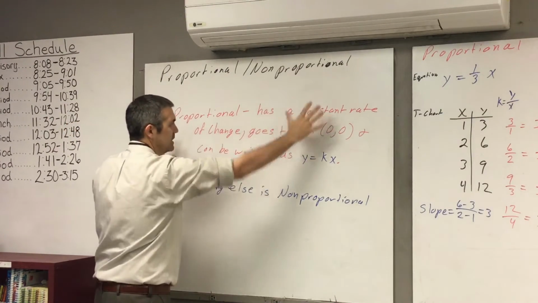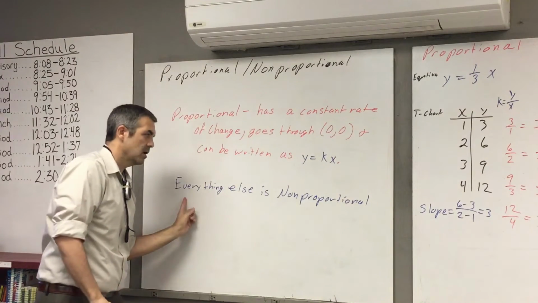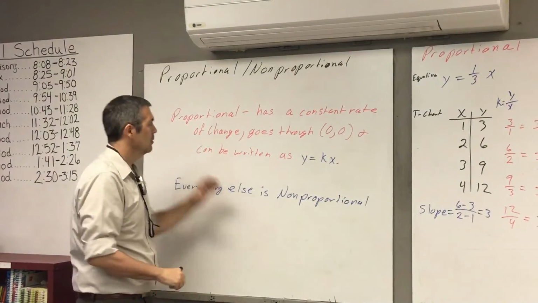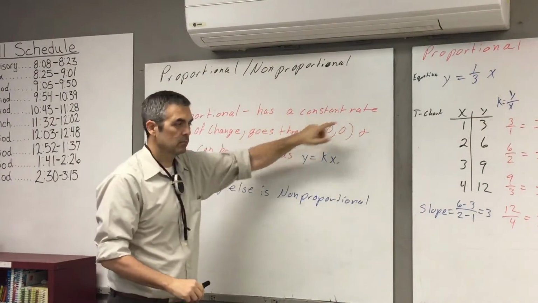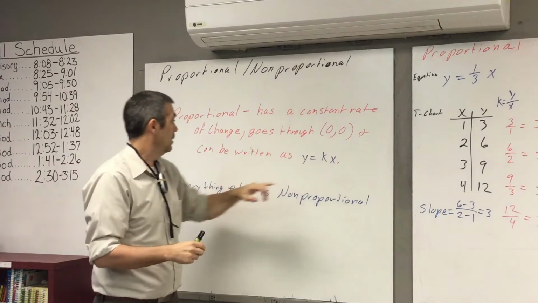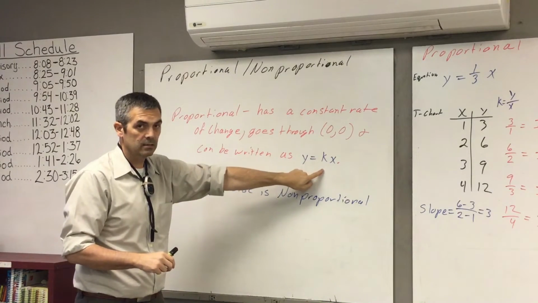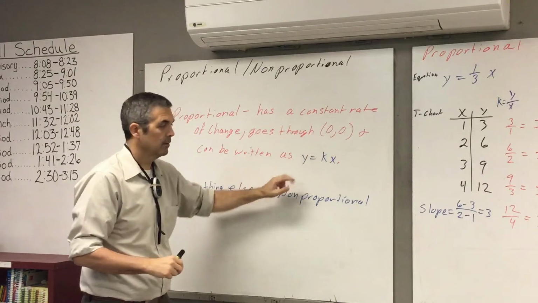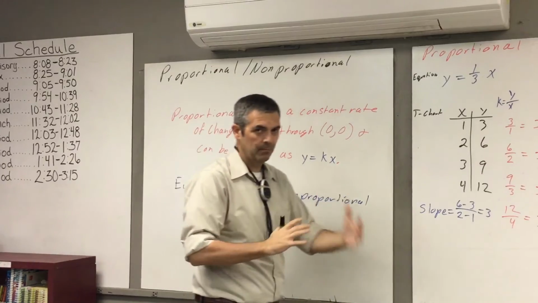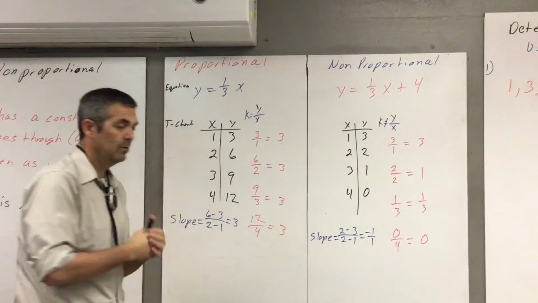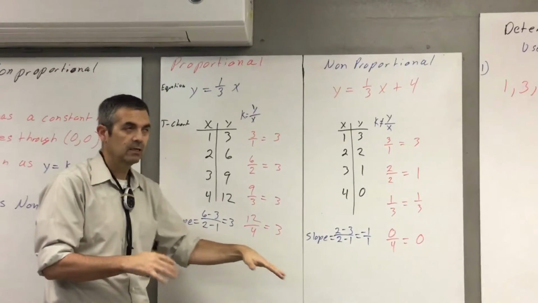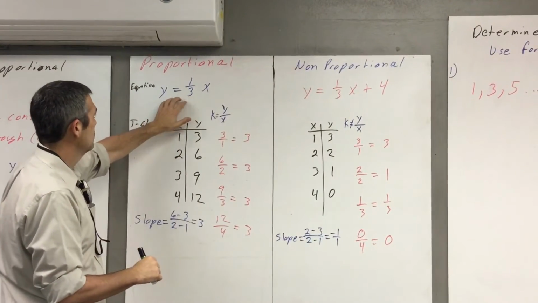If it doesn't fit this criteria, it's non-proportional. Everything else is non-proportional. Okay, so again, proportional has a constant rate of change, goes through 0, 0, the origin, and can be written as y equals kx. Okay, direct variation, right? So understand what you're looking for. Now let's look at a couple of examples here. I have some examples here, kind of what you should be looking for, and I already worked out some stuff so that you can see it. But let's start with the equation.